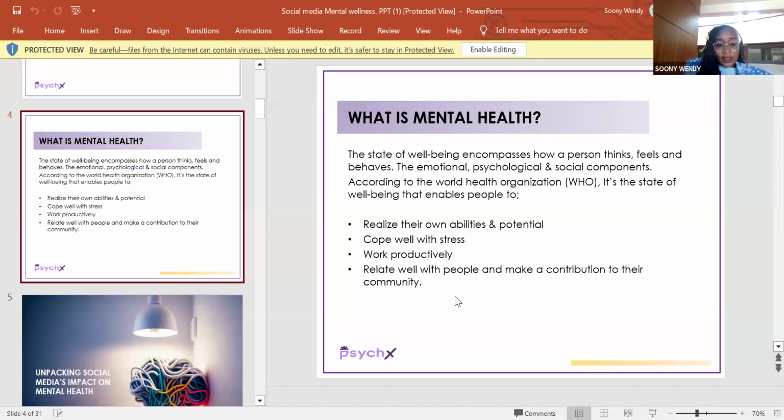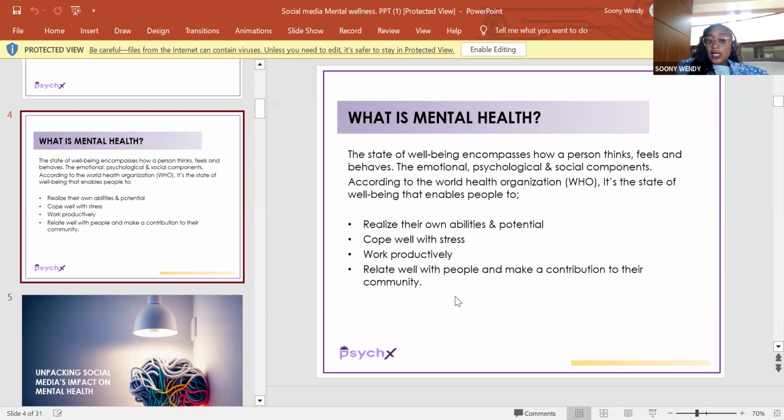So anything that affects a person's ability to realize their own potential, cope well with stress, work productively, and relate well with people. Why am I saying this? There are situations where people assume that for you to have a mental health issue or challenge, you need to start walking on the streets, start running around wearing rags, or you lose complete sanity.